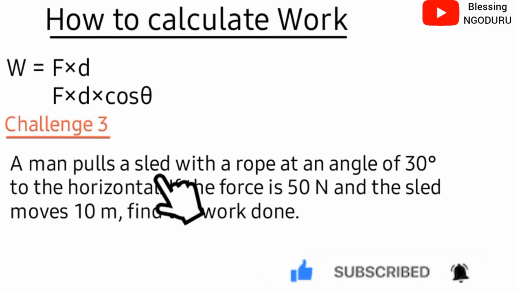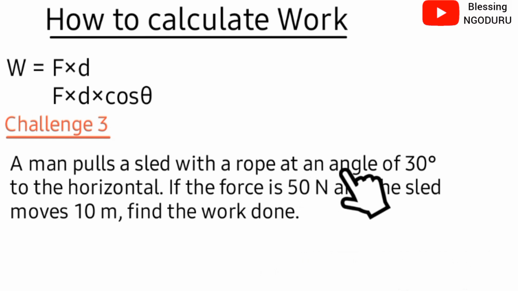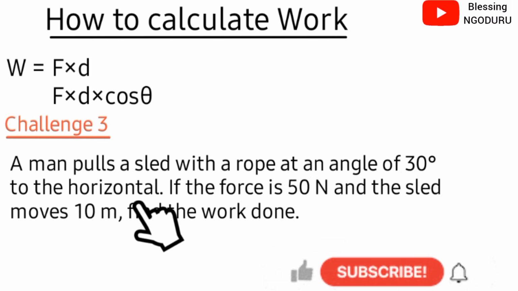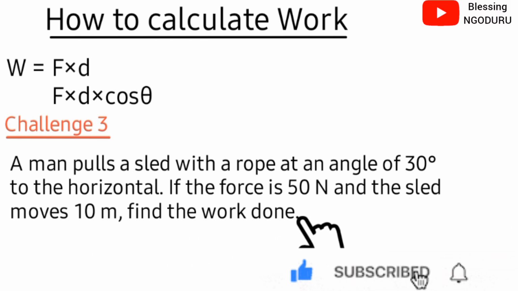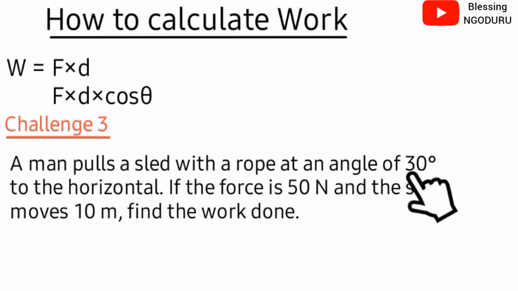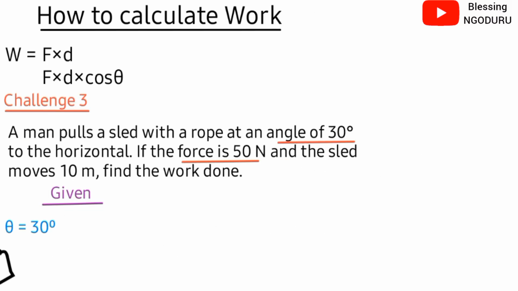Now let's look at the third challenge. A man pulls a sled with a rope at an angle of 30 degrees to the horizontal. If the force is 50 Newton and the sled moves 10 meters, find the work done. Now let's itemize the parameters given in the challenge. We are given angle, which represents theta, 30 degrees. We are also given force, which is 50 Newton. We are also told that the sled moves 10 meters, which means the distance.